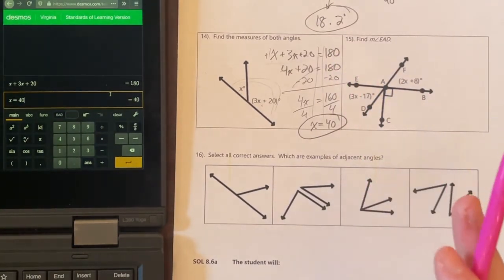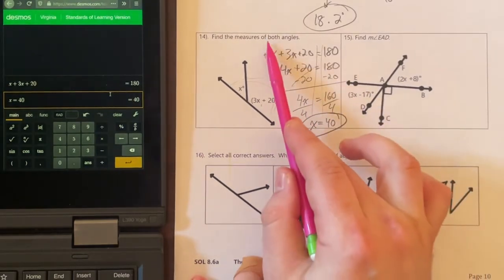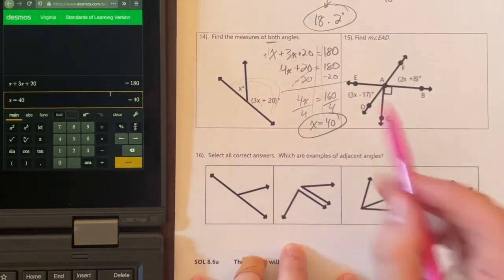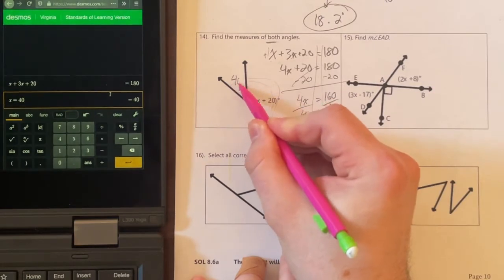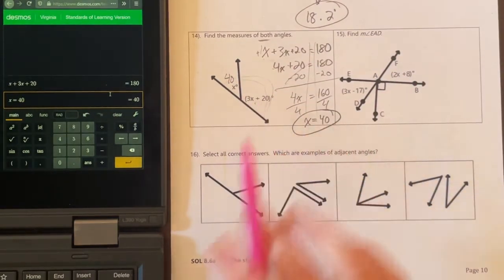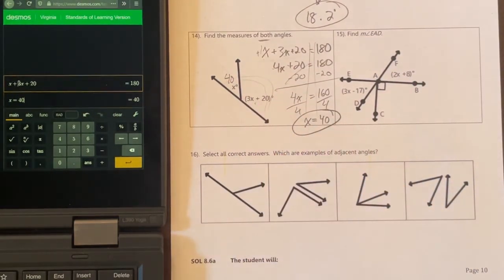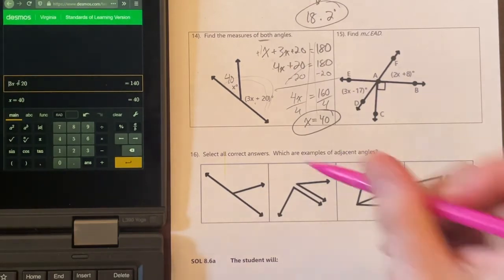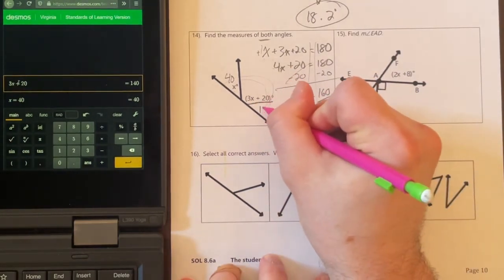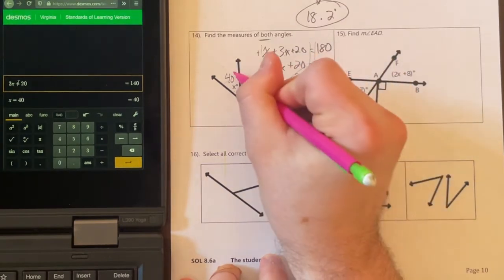Make sure that you're answering the question carefully though. It's asking what is the angle measure of both angles. So I'd say this is going to be 40 degrees. However, I need to have this other angle. So I'd say this is going to be 140 degrees.